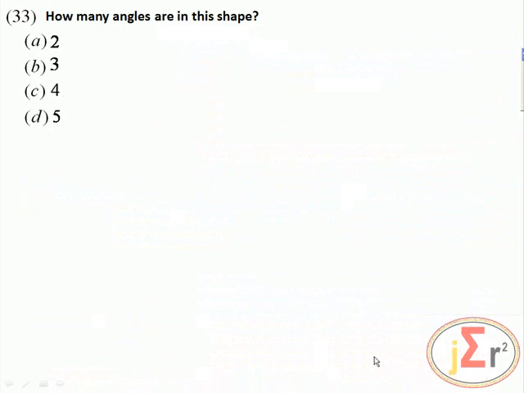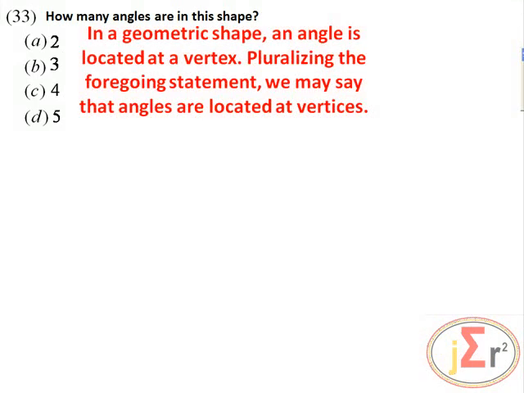We will continue with problem number 33. How many angles are in this shape? In a geometric shape, an angle is located at a vertex. Pluralizing the foregoing statement, we may say that angles are located at vertices. An angle is located at a vertex. Angles are located at vertices.